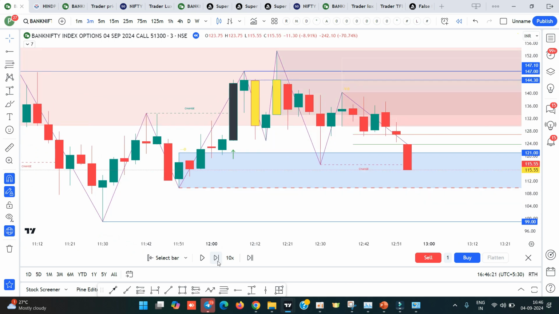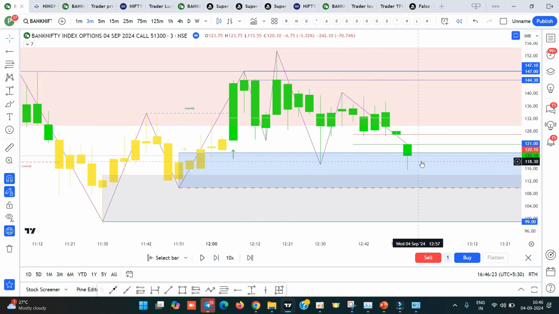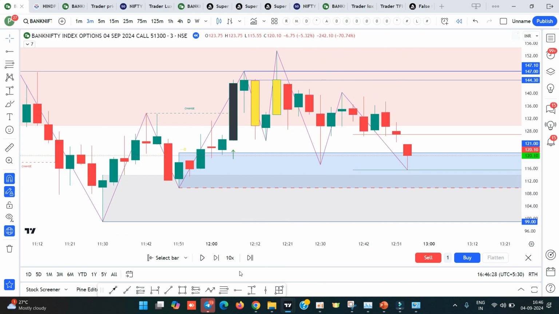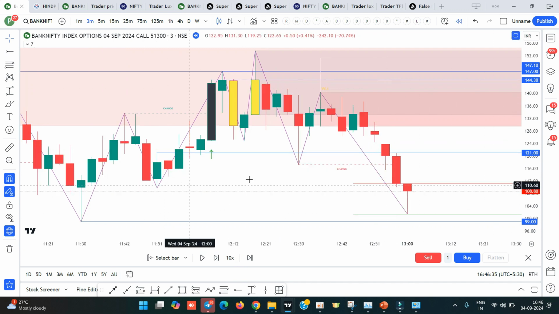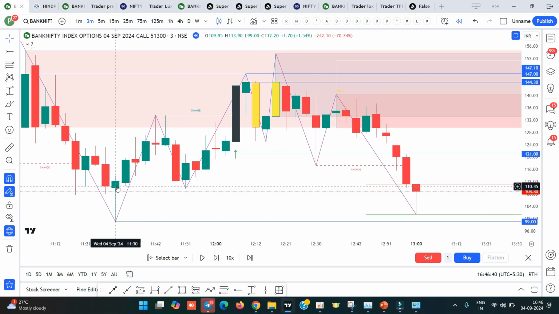Our target is 144.3, and here what is happening? Price has gone below this. Stop loss is around 99. Price came down. It has closed below our buying area. One buying area has disappeared, but this buying area is still present.